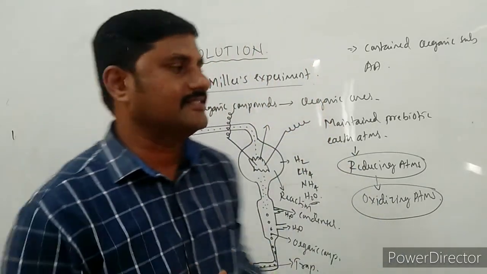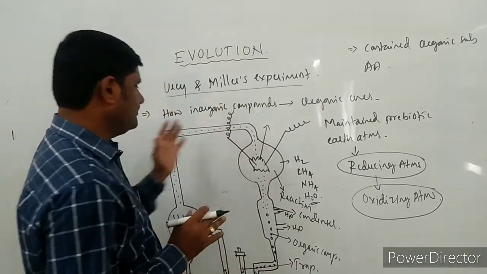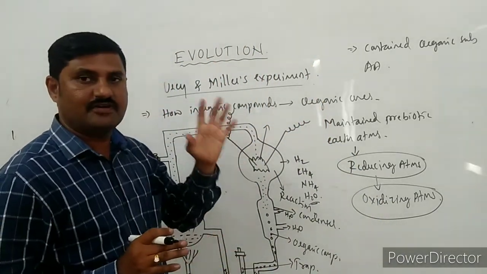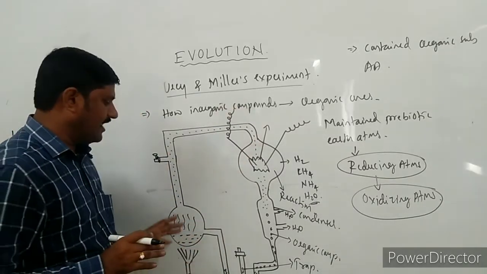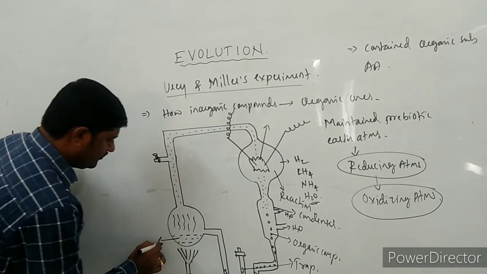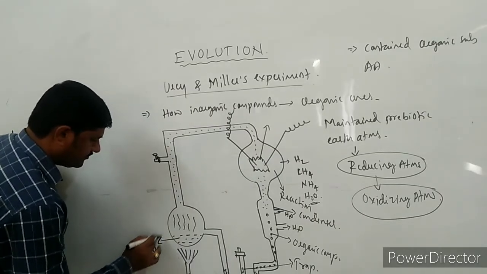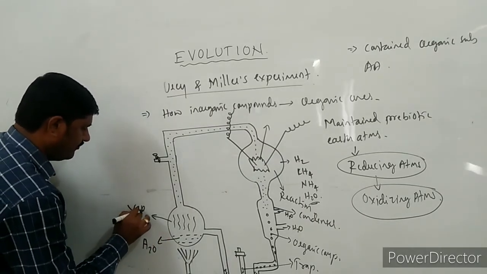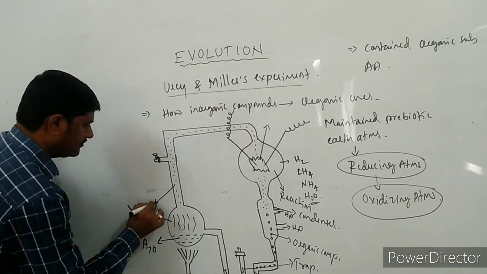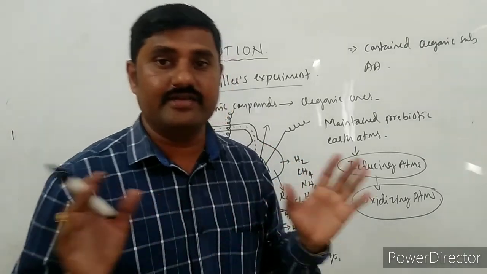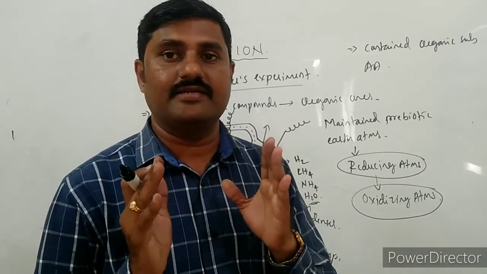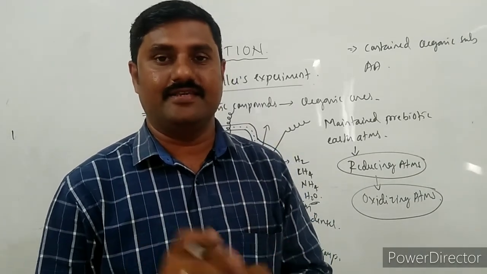Definitely, in the examination this apparatus diagram is usually asked for 5 marks, right? So that's why all these labelings are important. This is water, this is vapor, right? Like this, all these are labeled over here. You have to label correctly and make it perfect and easy, right?